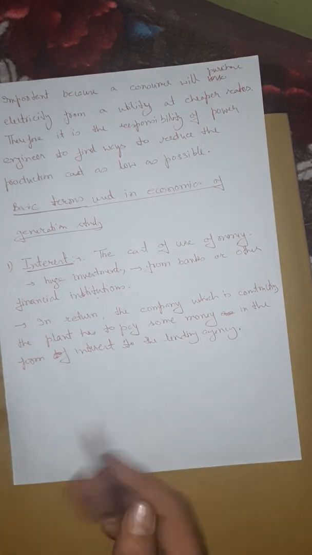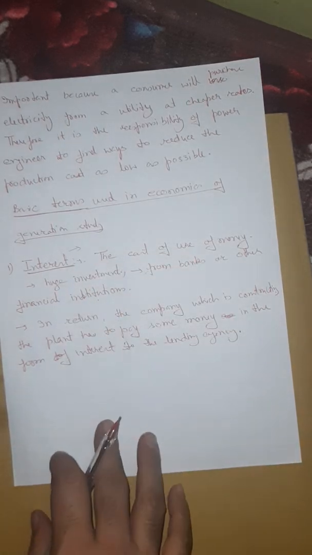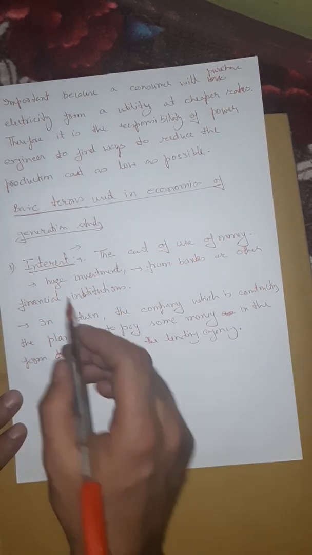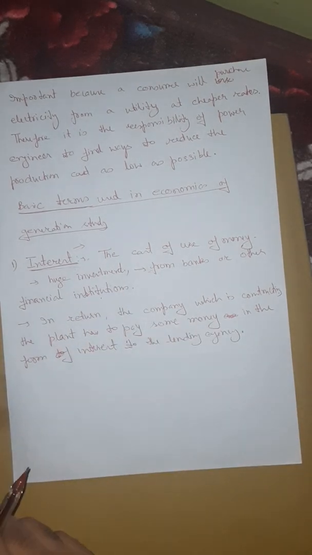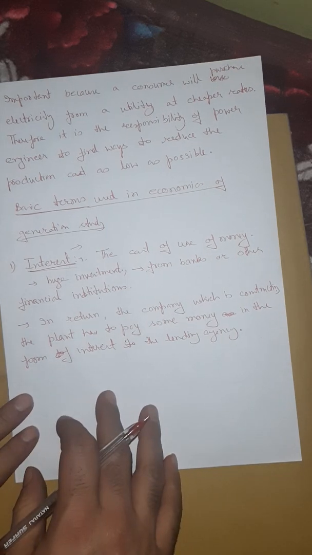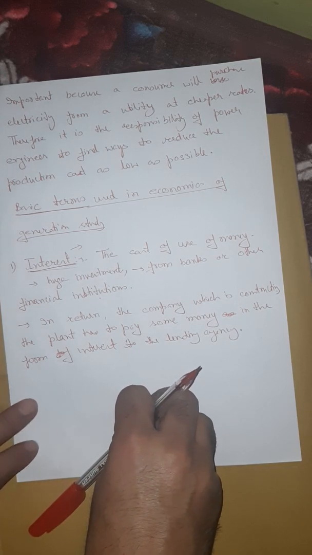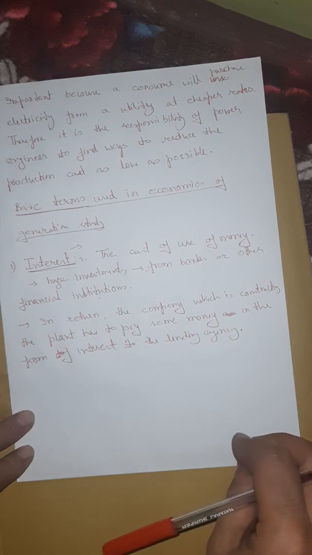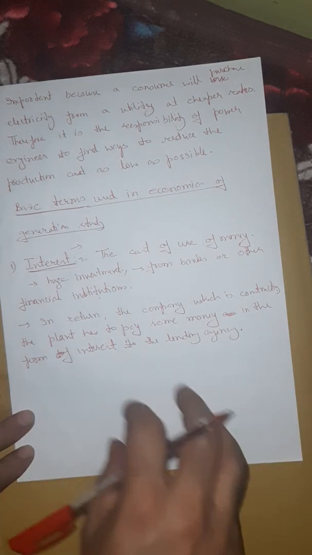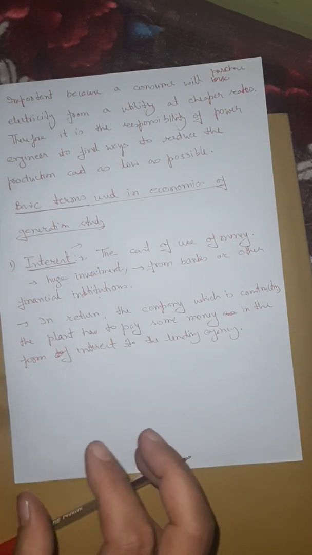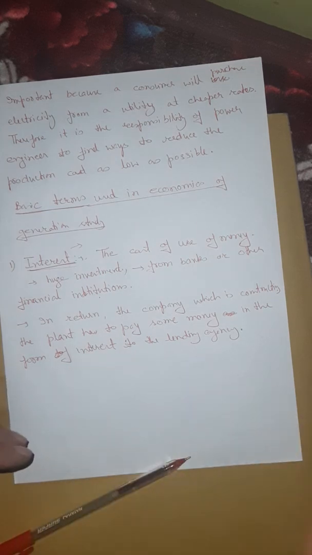So number one. Number two, I told you this interest is very important. Why? Suppose a company which is constructing the plant is utilizing its own resources, meaning its own money. If its own money was deposited in a bank, what will happen? The bank would have given them some interest. Suppose you are depositing some money in the bank, you are getting interest. So if the company deposits its own money in the bank, it will get some interest from that money. So that interest also plays a vital role.